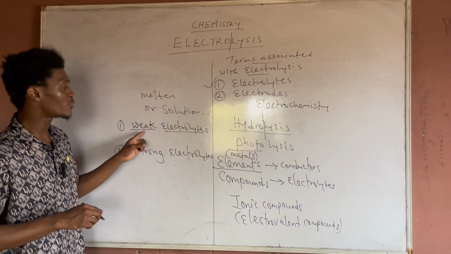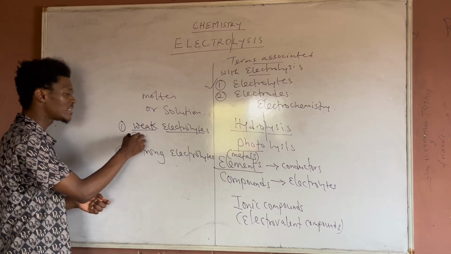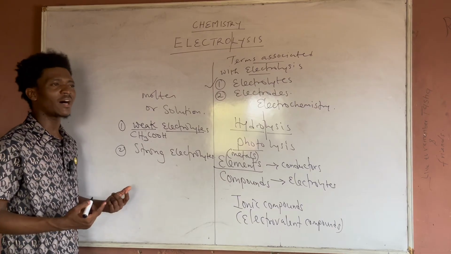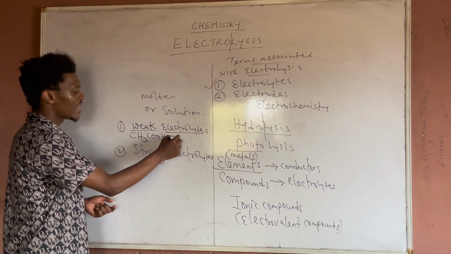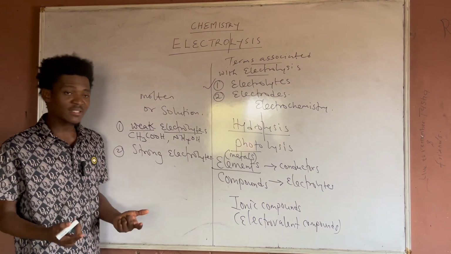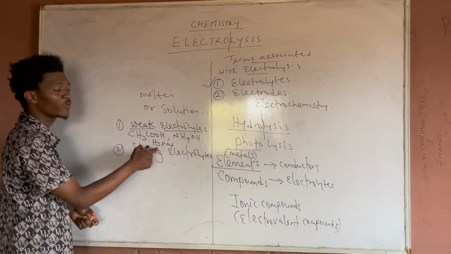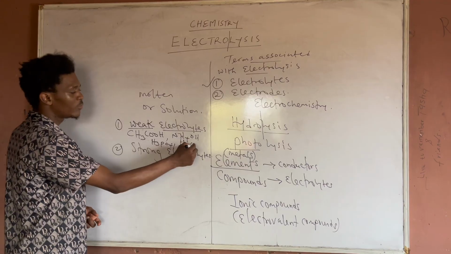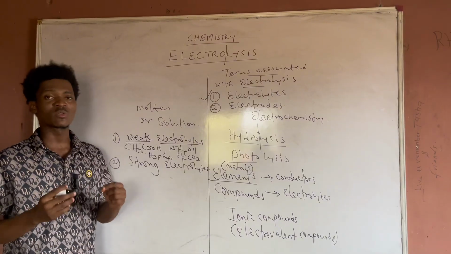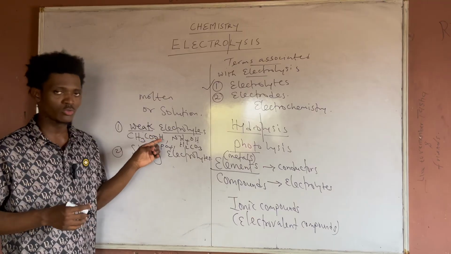And what are classical examples of weak electrolytes? We could have weak acids, such as the organic acids, like CH3COOH, known as ethanoic acid. And then we have our weak bases, such as ammonium hydroxide. This is a weak base. Then we also have weak acids such as H3PO4, which is phosphoric acid, and H2CO3, which is carbonic acid. These are actually weak electrolytes. They only dissociate partially. Mind you, take note of that word, partially, in solution.